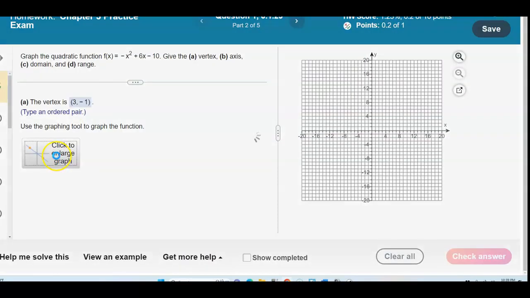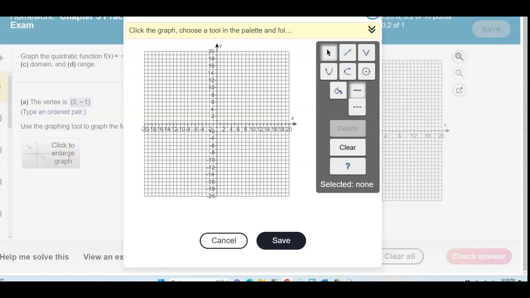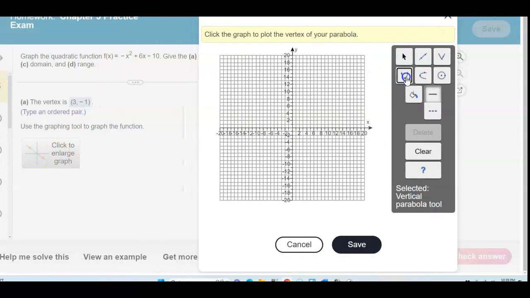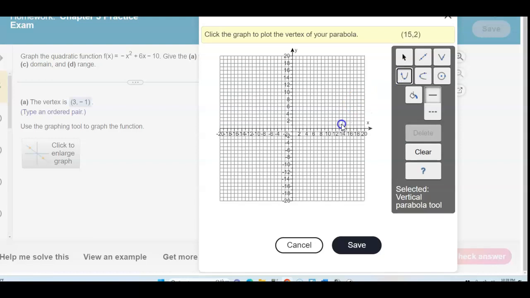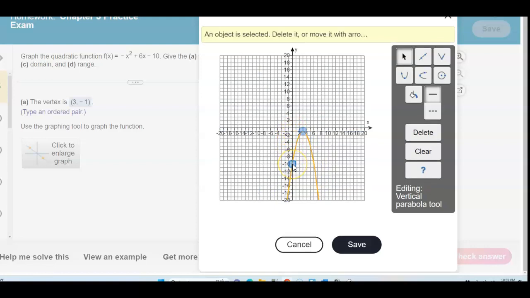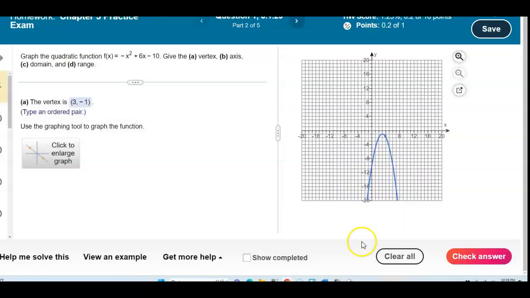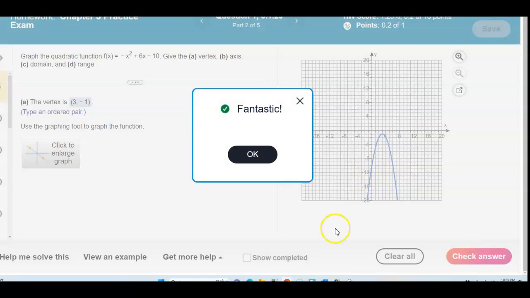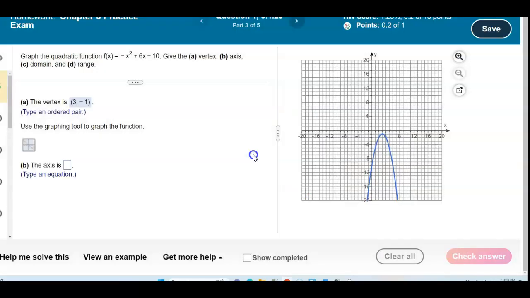So we're going to click this, and then we're going to come in here, and then we're going to select our graphing tool, which is the parabola tool, and then the first thing we're going to do is go from 3 to negative 1, and when we click on that, you can see up in the top right that it's 3, negative 1, and then we're going to go ahead and then look for 0, negative 10, there's 0, negative 10, and then the other point is going to be 6, negative 10, but we only need 2 points. Let's click save, and then check our answer, and there is our result.